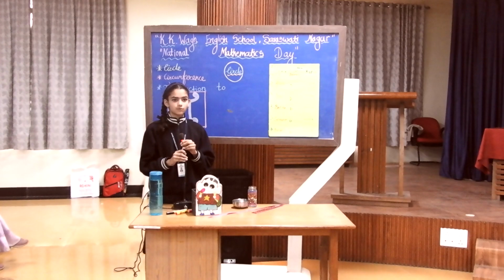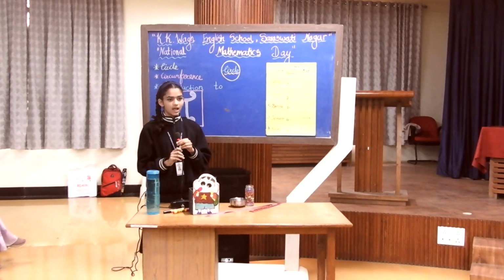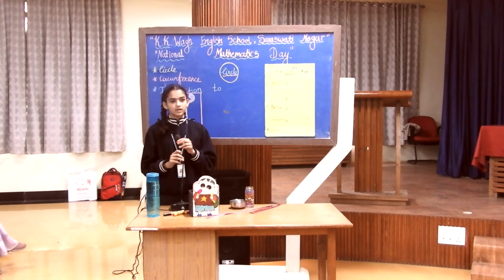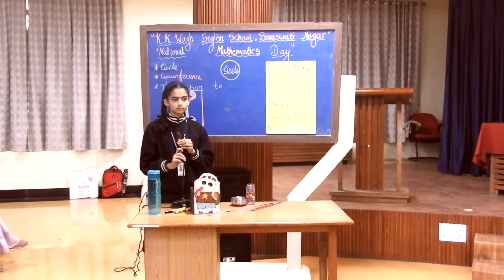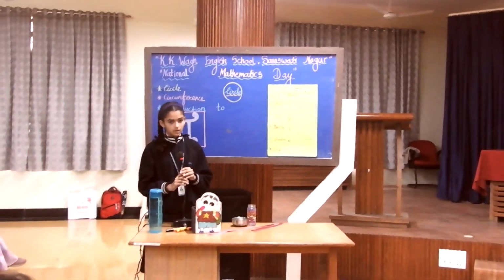So my first question for you all: we all know about perimeter and area, and generally we take out the perimeter of a square and rectangle. But what is the perimeter of a circle called? Yes, the right answer is circumference. So now we are going to learn the circumference of a circle.